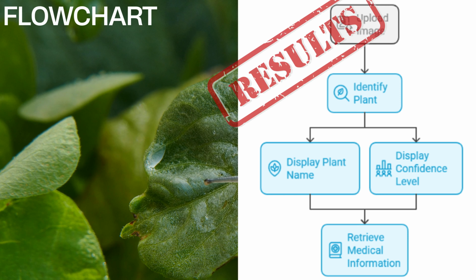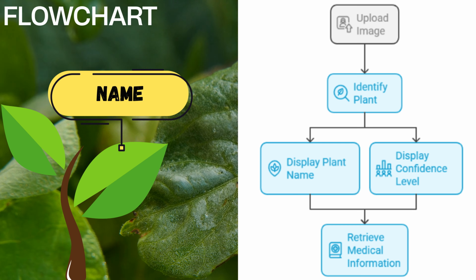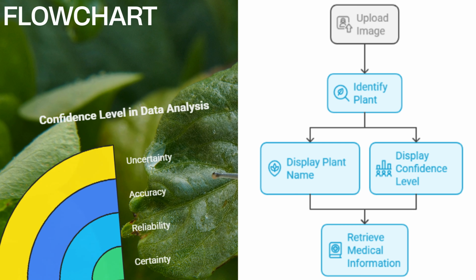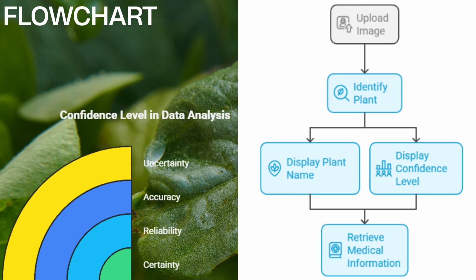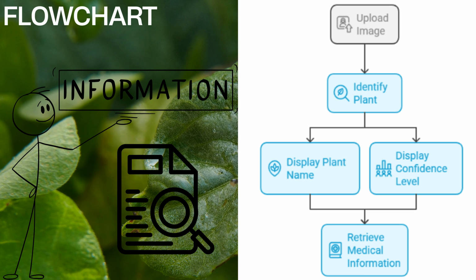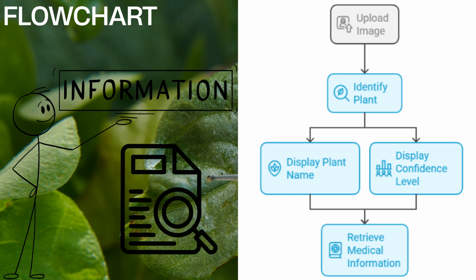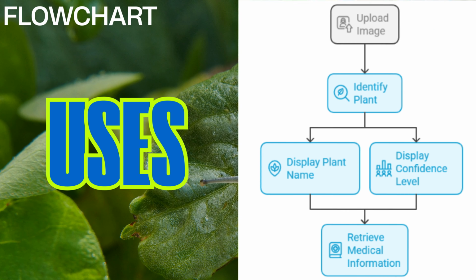After identification, two results are displayed simultaneously. First, the Display Plant Name block shows the recognized name of the plant. Second, the Display Confidence Level block presents how confident the system is about its prediction, giving users an idea of its accuracy. Finally, the process reaches the Retrieve Medical Information step, where the system fetches and shows important medicinal details about the identified plant, helping users understand its benefits and uses.